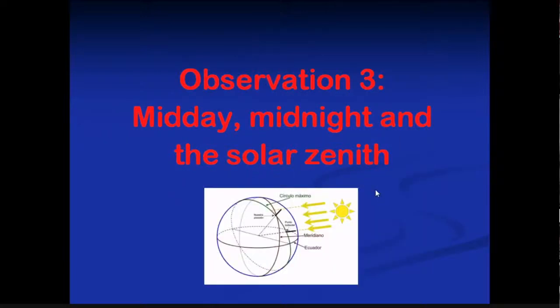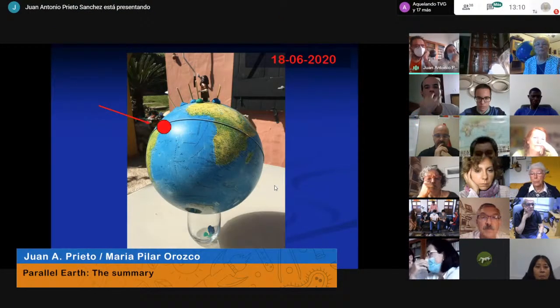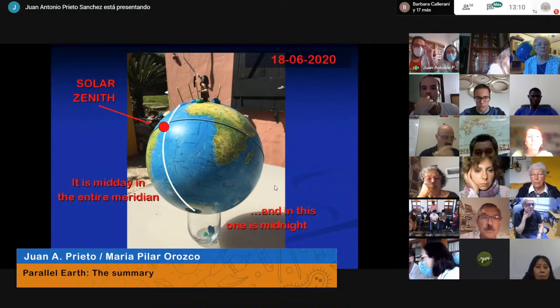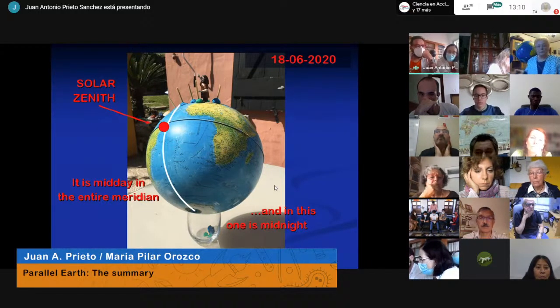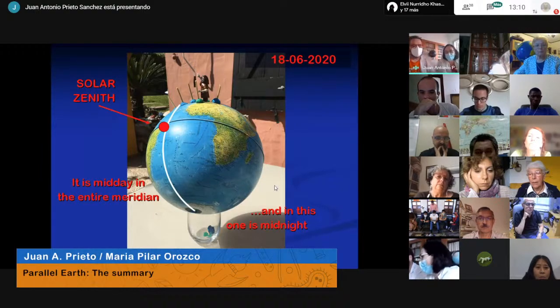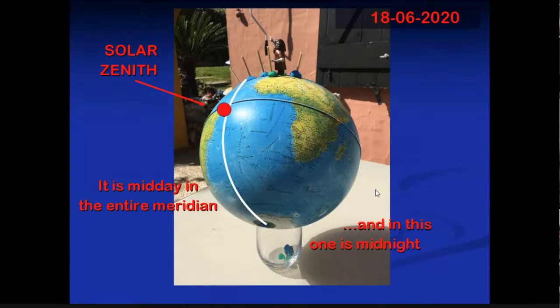Observation 3 is about midday, midnight, and the solar zenith. The solar zenith is a point at which the sun is directly illuminating you on the top of your head, so you wouldn't project any shadow at that point. On our globe, we have marked the solar zenith, and also the meridian in which that solar zenith is placed. All the places along the meridian would be midday. And if you continue the meridian on the other side of the globe, it would be midnight.